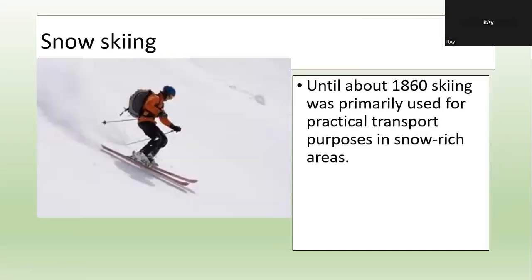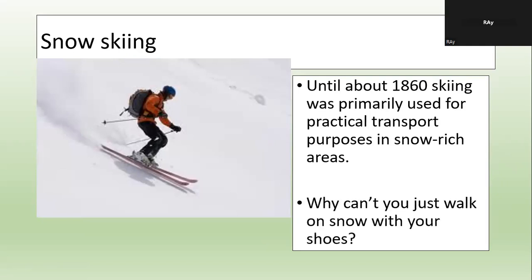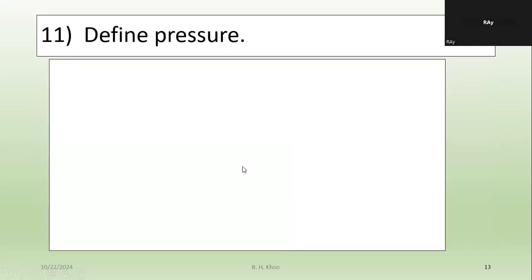Same thing. Until 1860, skiing was primarily used for practical transport purposes in snow-rich areas. Why can't you just walk on the snow? Area is small, weight is large, so the pressure is large. So the person will sink in the snow and cannot walk. But when you use the ski, you increase the surface area in contact, then you reduce the force per unit area.